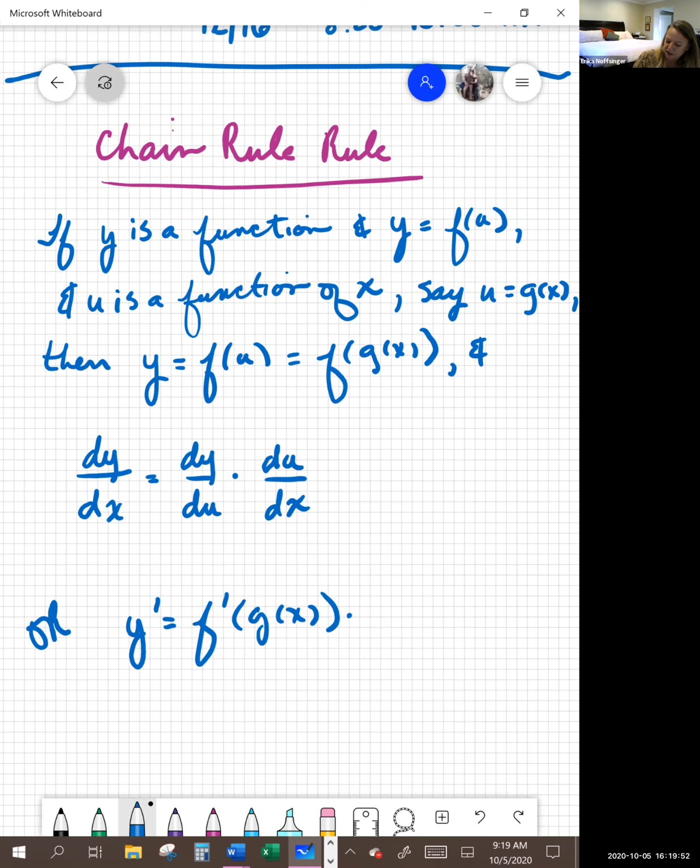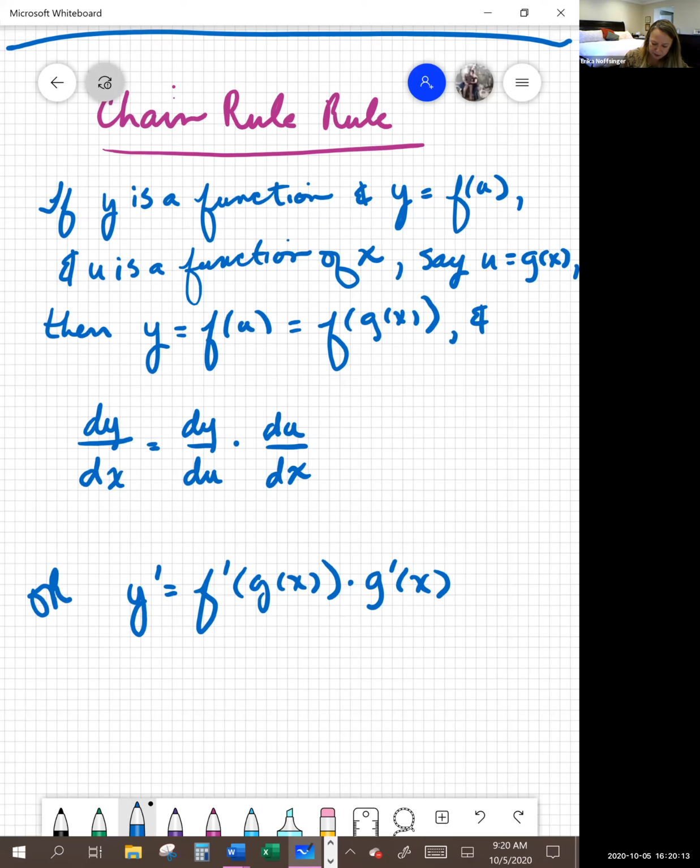Or like we just mentioned, y prime, other notation, is equal to f prime, the derivative of the outer function, plugging in the original g of x wherever we see an x there, times the derivative of the inner function. Okay, so let's look at an example.